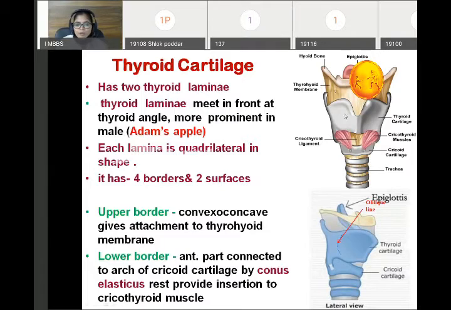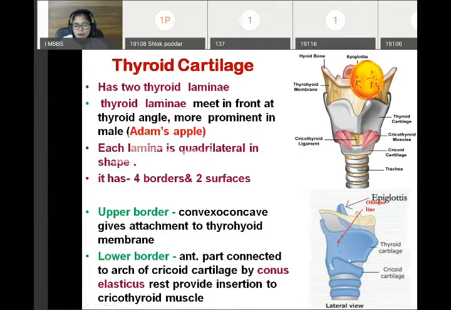First we will see the upper border of this thyroid cartilage. This is the upper border of the thyroid cartilage. This one. This upper border is convex or concave and it gives attachment to a membrane, that is the thyroid membrane, which attaches the upper border of the thyroid cartilage to the hyoid bone. Now the lower border of the thyroid cartilage: in the anterior part this border is almost straight, in the posterior part it is concave.